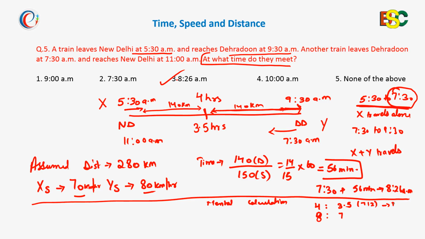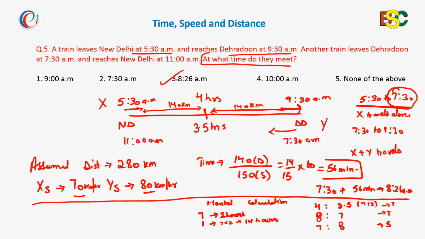So this is the ratio of time, and we know the distance is the same from New Delhi to Dehradun or Dehradun to New Delhi. So the speed ratio will be the reverse of the time ratio, that is 7:8. Now what happens is that with the speed of 7, it travels 2 hours. So with the speed of 1, it travels 7 into 2, that is 14 hours, as speed and time are inversely proportional to each other.